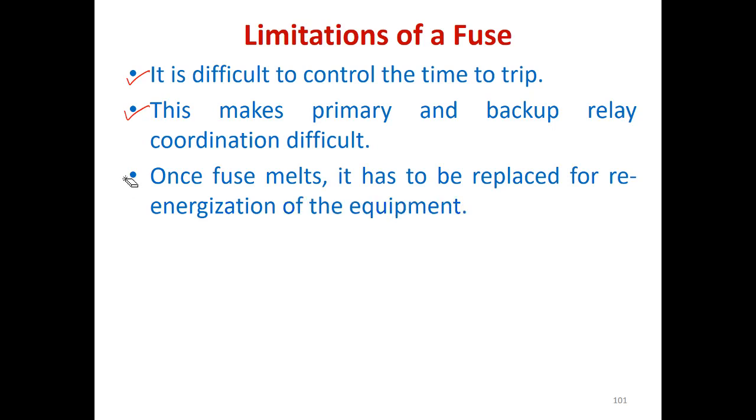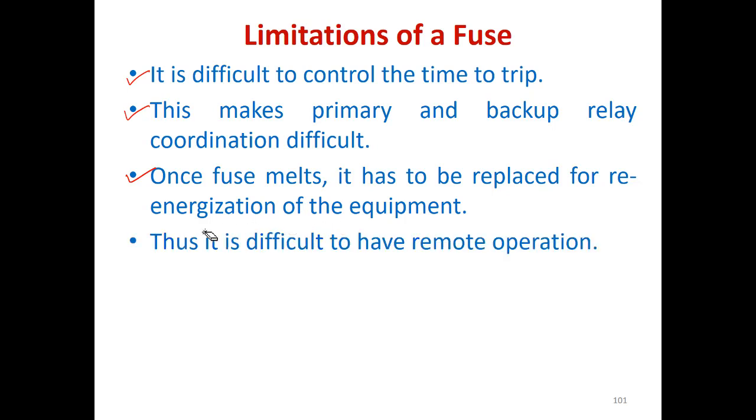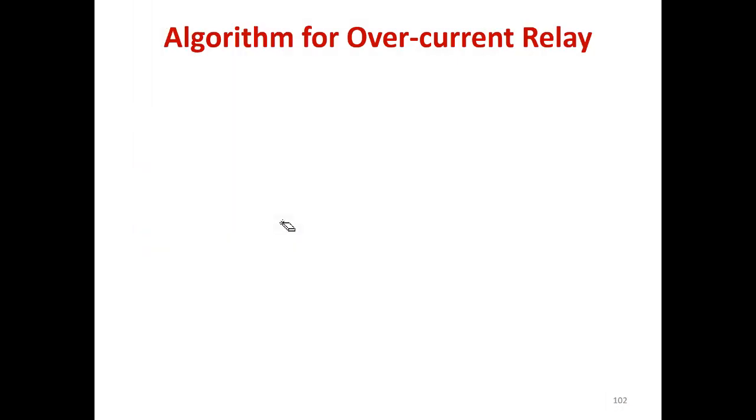Once a fuse melts, it has to be replaced for re-energization of the equipment. So this is another disadvantage or limitation of the fuse, because once the fuse melts, we have already seen many times, sometimes the fuse melts for our computer, for our equipment, and sometimes in our households also we have to replace the fuse, right? But in case of an overcurrent relay, it doesn't happen so. Thus, it is difficult to have remote operation, because we need to go personally to replace the fuse element.